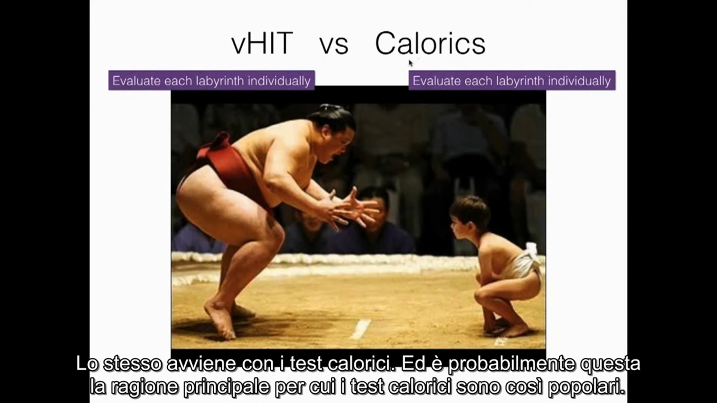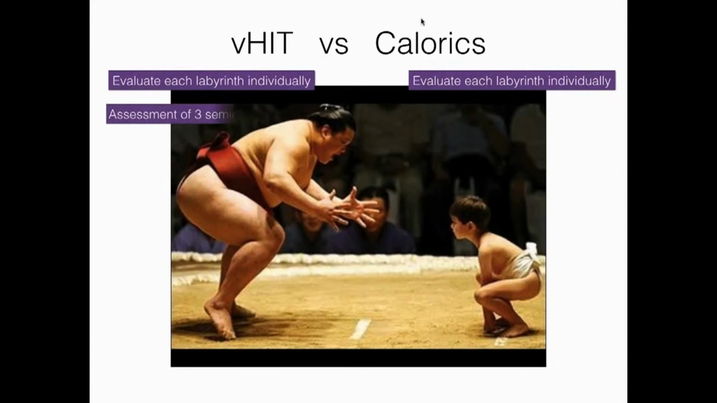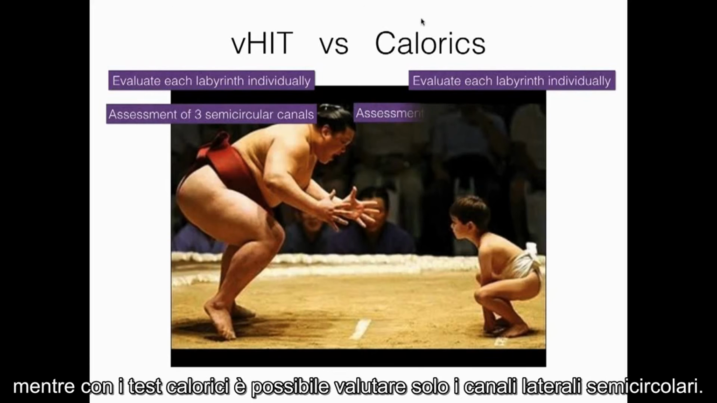And maybe this is the big reason calorics is still popular, because with other vestibular tests like the rotary chair, you cannot test each side individually. With the vHIT, you can assess all semicircular canals, while with the calorics you assess only the lateral semicircular canals.